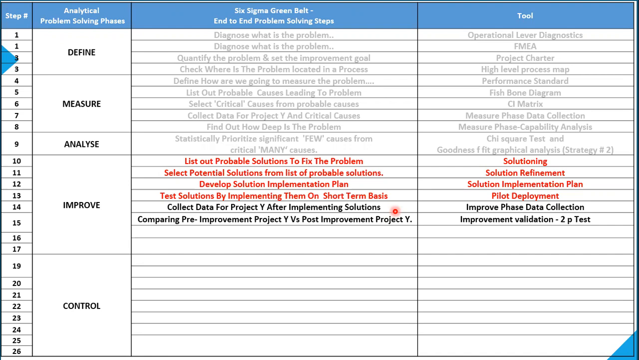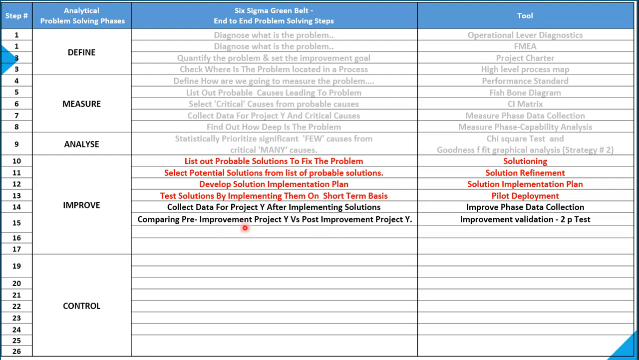Pre-improvement means in a measure phase. In a measure phase, we have project Y. Now, when we're going to collect improve phase data, say for 1 month, we're also going to have a data for project Y for improve phase. Now we got to compare both of these project Ys and try to see whether project Y has improved or not. But we are going to do it with the help of statistical assessment. So all those things, how to do it, will be there in a next upcoming video.